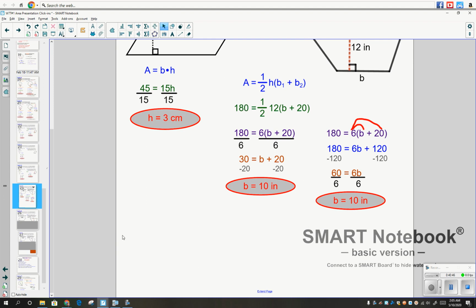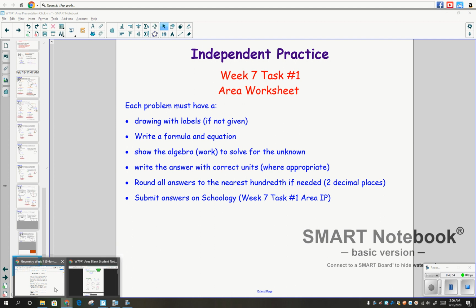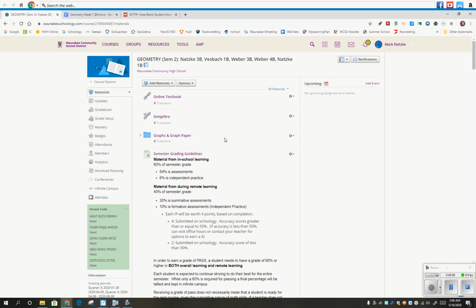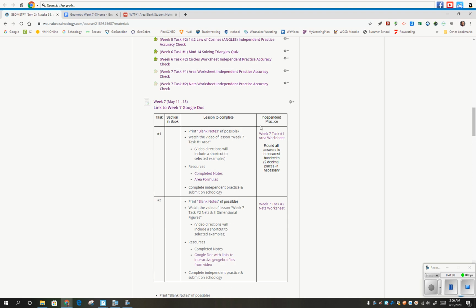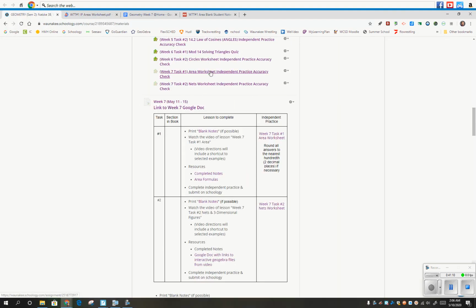If you have any questions or any difficulties, remember to stop in during office hours. Independent practice, week 7, task number 1. You can find it in Schoology. You can print out the blank worksheet by clicking on it and answer yours from there. And then submit your answers in Schoology. Week 7, task number 1.